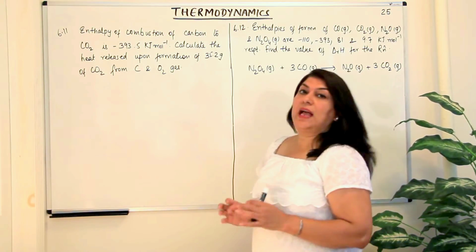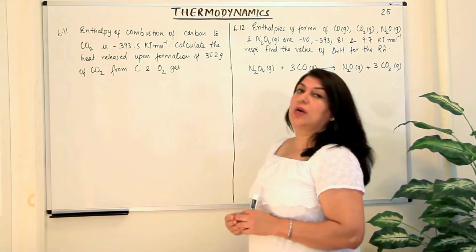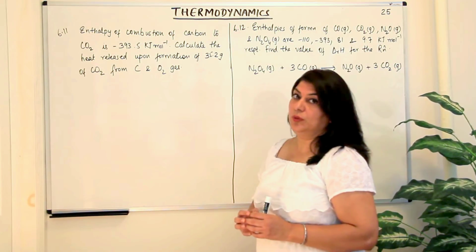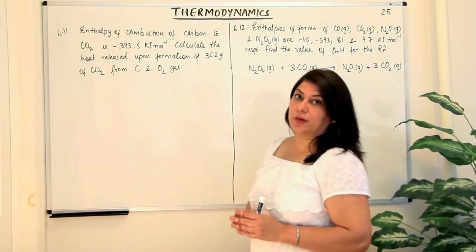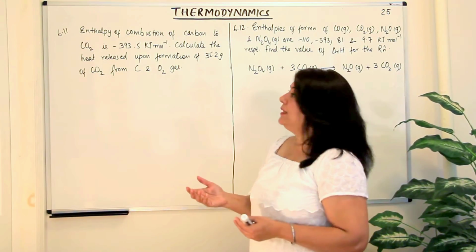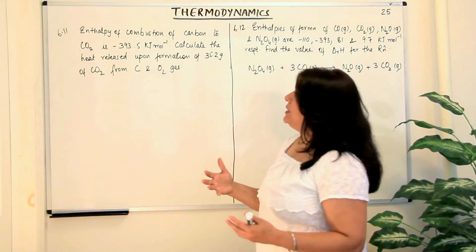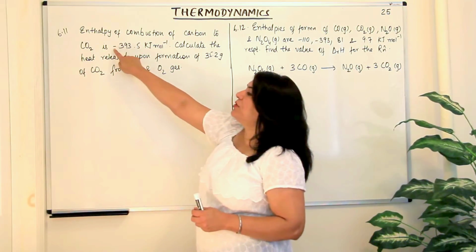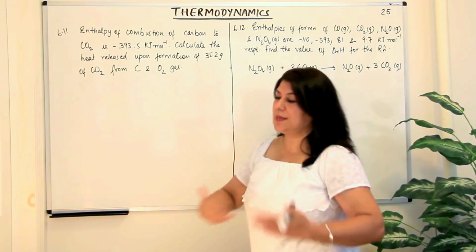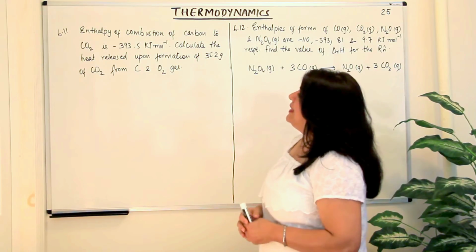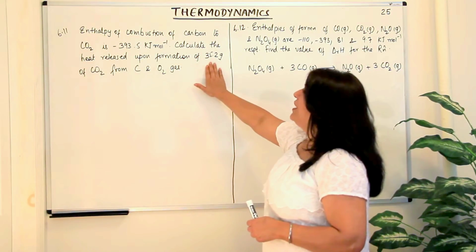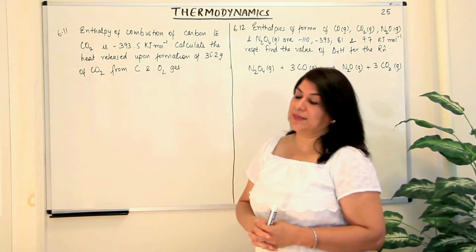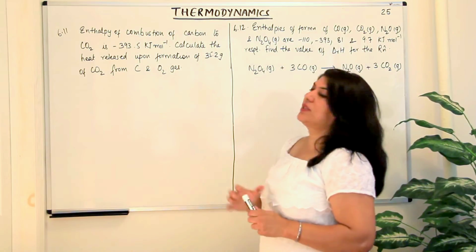The question is that the enthalpy of combustion of carbon to carbon dioxide is minus 393.5 kilojoules per mole, which means when you burn 1 mole of carbon to completely form carbon dioxide, the amount of heat which is given out is minus 393.5. How do we say given out? Because the sign is negative, and as it is, when something burns, heat is given out. You have to calculate the heat released upon the formation of 35.2 grams of carbon dioxide from carbon and oxygen gas. Let us first write down what is given to us.